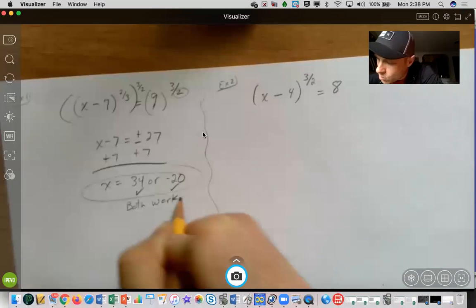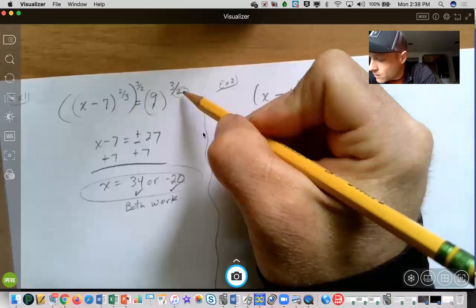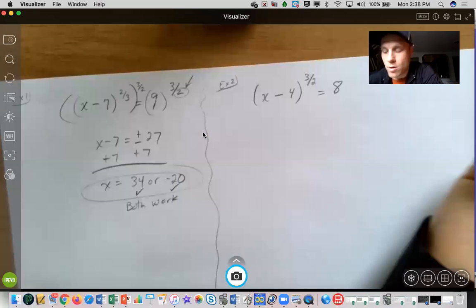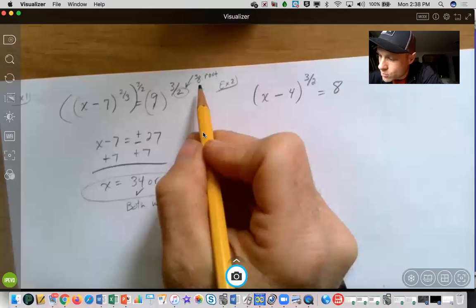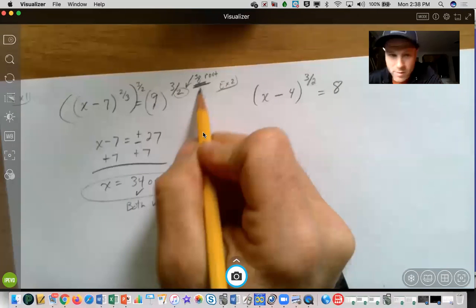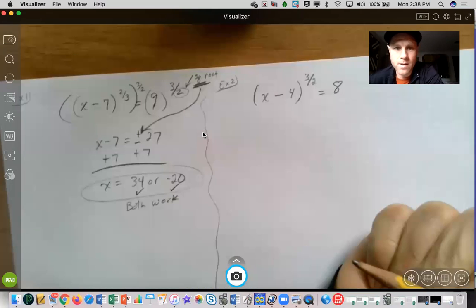And again, the only reason why this is happening is because you're applying a square root on both sides. Whenever you apply a square root, you gotta remember to put the plus or minus in front. Okay?